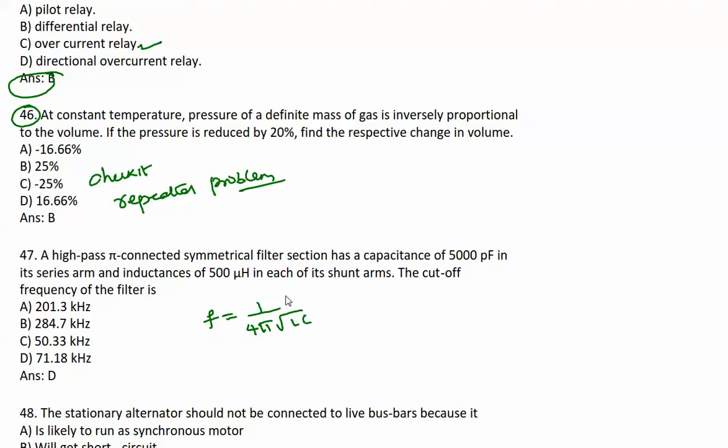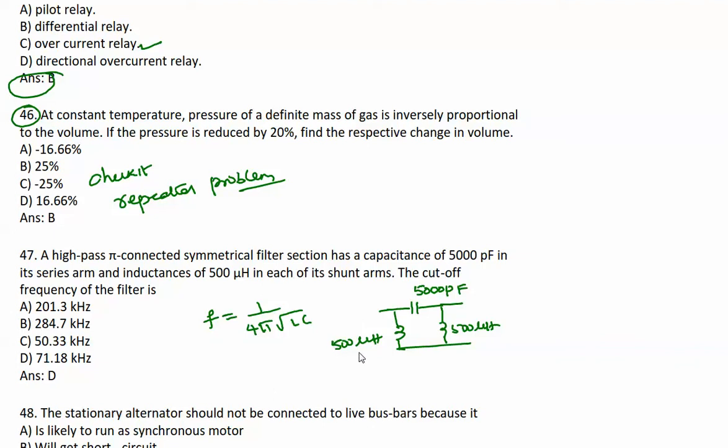It is 5000 picofarads in the series arm, which means the filter looks like this. So 5000 picofarads here is the capacitor, and here the inductors in the shunt arms, how much is it? It is 500 microhenry, and here also 500 microhenry. Now for the equivalent circuit, the formula which you are using here, what is the meaning of L here?